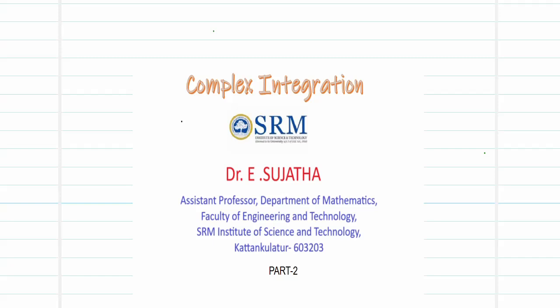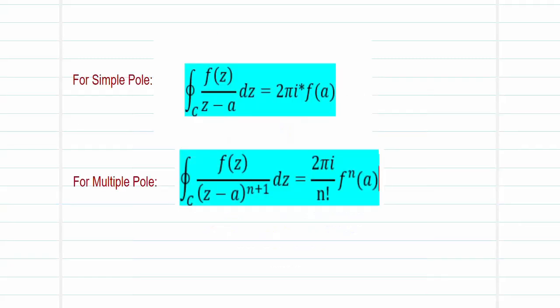We quickly recollect the formula which we learnt in our first video. The simple pole has the evaluation for the integral over c of f of z by z minus a dz as 2 pi i times f of a. You call it as, this is derived from your Cauchy integral formula.